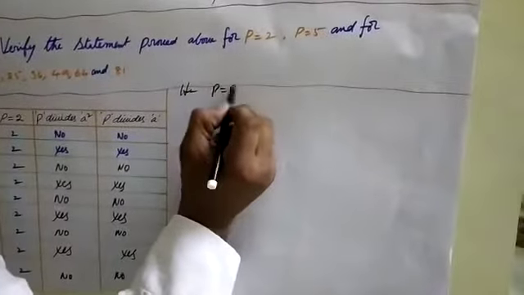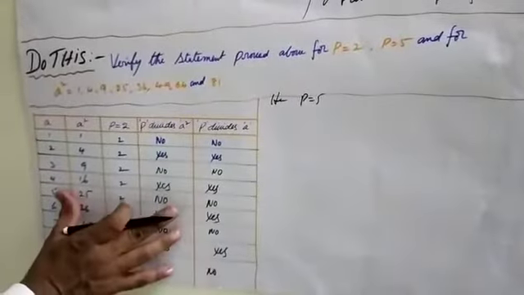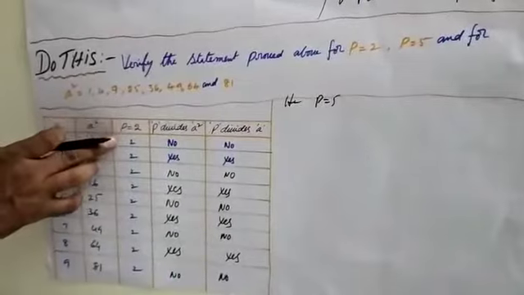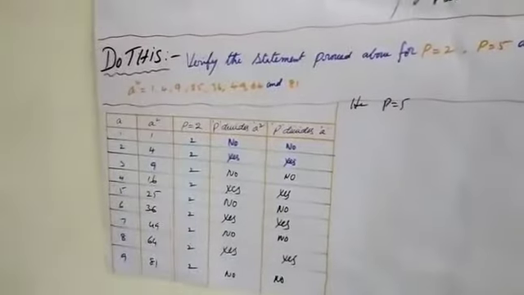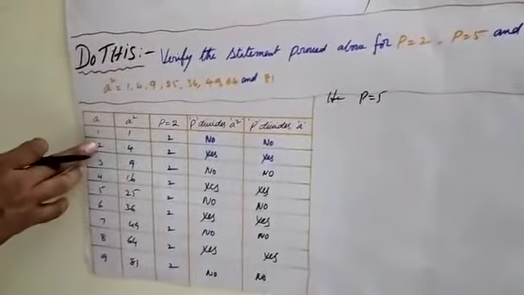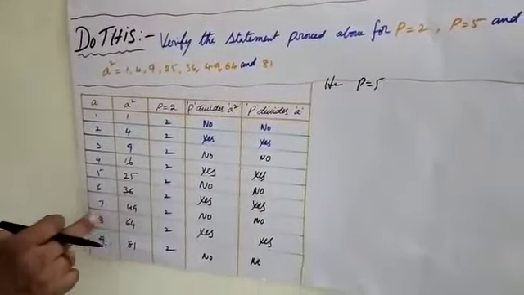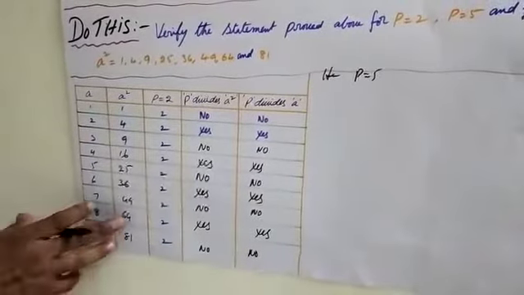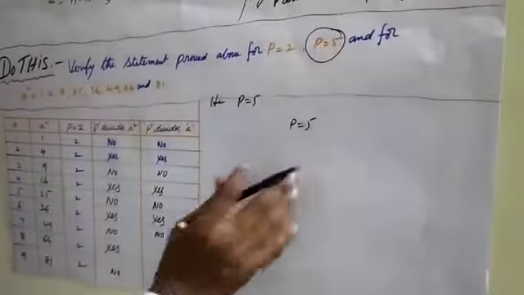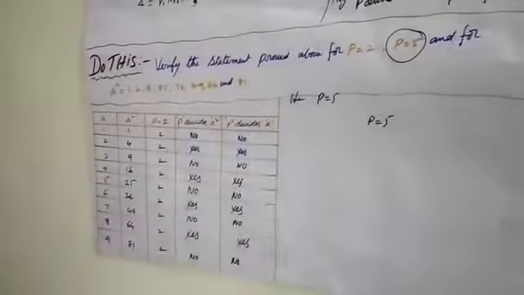Like this, you draw the table for homework with p = 5, the same as this. Here p = 5 in every row: a = 1, a² = 1; 2, 4; 3, 9; 4, 16; 5, 25; 6, 36; 7, 49; 8, 64; 9, 81. This is the same. The p = 5 table is homework. I think you will do it.